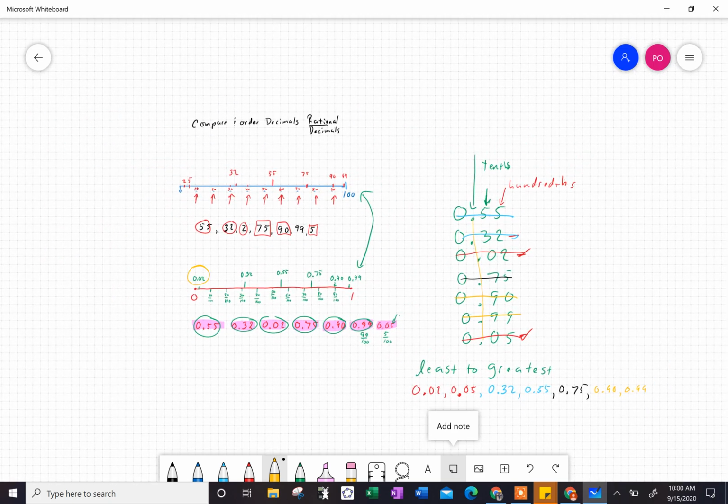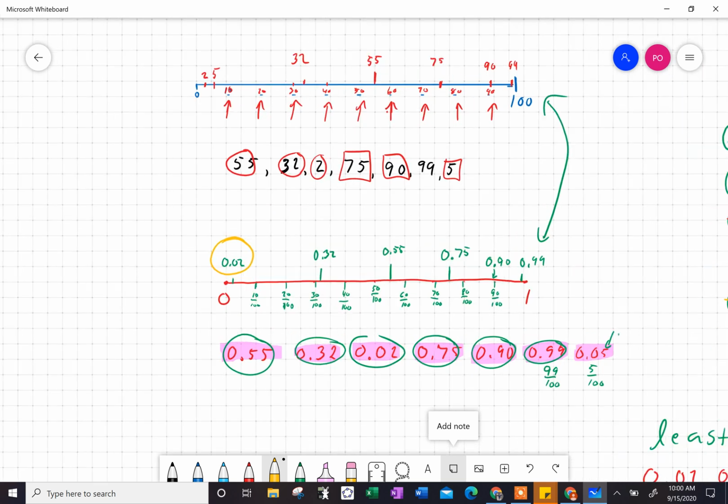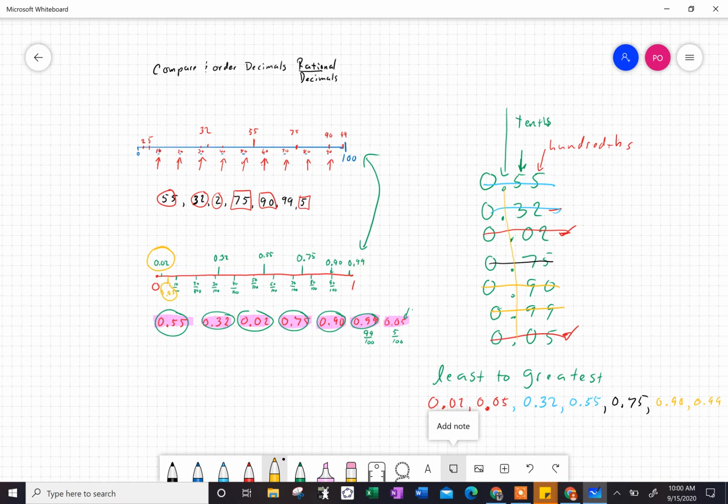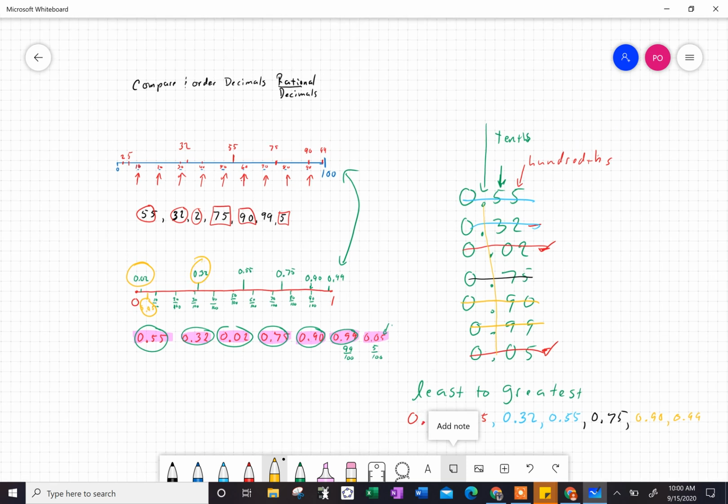I have 2 hundredths. Oh, I didn't put 0.05 on. Oops. 0.05 would be there. And then 32 hundredths, 55 hundredths, 75 hundredths, 90 hundredths, and then 99 hundredths.